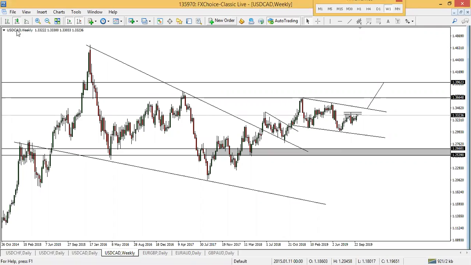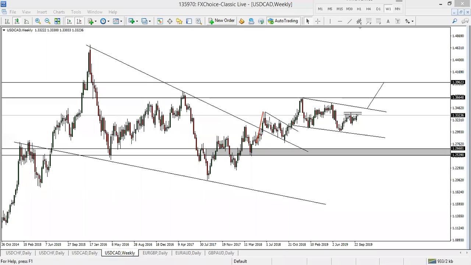So first for this week is USDCAD. You could see that on the bigger time frame, this is the weekly time frame. There was a triangle, more of a falling wedge pattern right here, and there was a breakout to the top side here. There was a breakout.